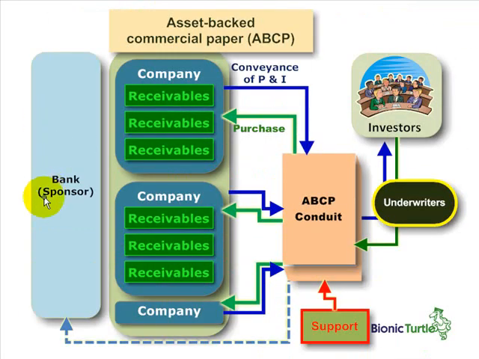We can start with the bank or the sponsor, which typically has a relationship with several companies. Each of those companies has trade receivables. And then there's a creation of the asset-backed commercial paper conduit. This is the special purpose entity which is created. And that conduit purchases the receivables from the companies in exchange for an interest in those receivables, the conveyance of the principal and interest.